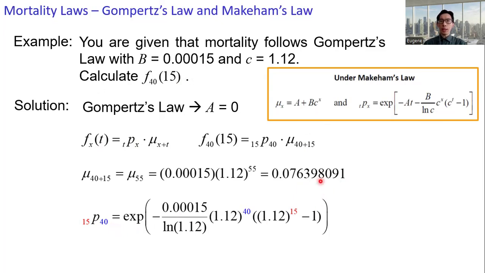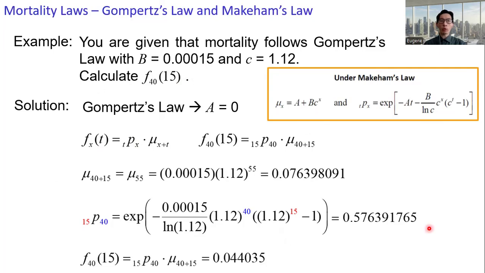All right, so this is the expression. The first term is B over natural log of C, and then C to the power x, where x is 40. And then the last term, C to the power t, where t is 15. Upon calculation, we get the value for 15p40, and then multiply these two numbers to get the density function f40 at 15.